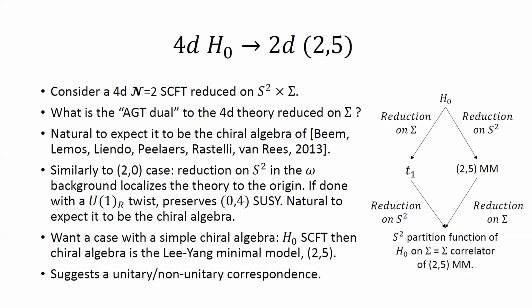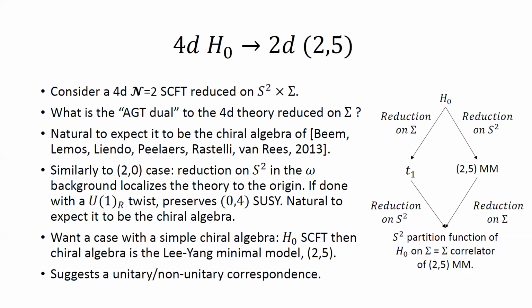Of course, in order to do that, you want to choose your original 4D SCFT so that this will be particularly simple. You want something with a very simple chiral algebra so you can easily compute its correlators. For that, we are going to take one of the simplest SCFTs known, the H0 theory, basically the minimal Argyres-Douglas theory. The nice property of it is that its chiral algebra is the Lee-Yang minimal model. So it's just a two-dimensional minimal model, and therefore it is relatively easy to work out.